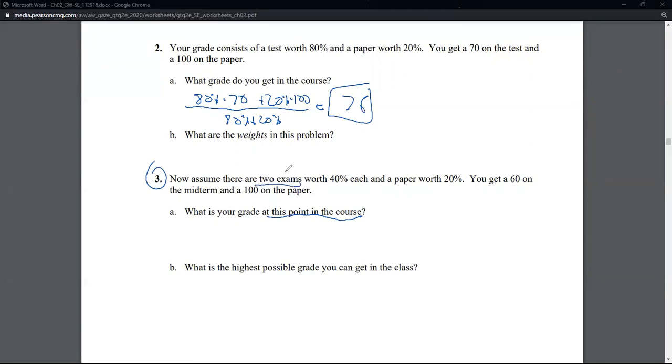Now be careful, it's 2 exams worth 40% each. So exam 1 counts as 40%, exam 2 counts as 40%, and then the paper is the final 20%. So the 60 on the midterm is not 2 tests, it's just one of them.